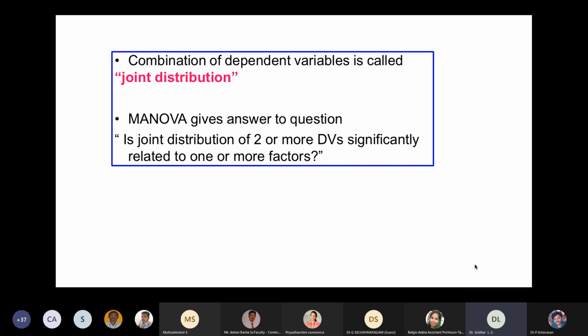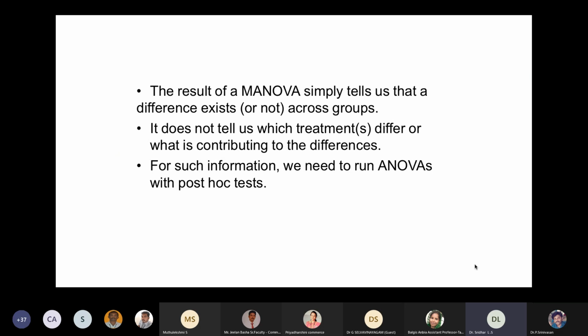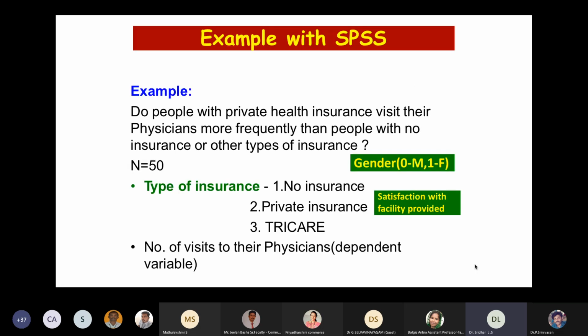MANOVA gives a joint distribution: whether two or more dependent variables are significantly related to one or more factors. That is what MANOVA is used for here. MANOVA simply tells that the difference exists across the groups. For such information, as with ANOVA, we generally do a post-hoc test, like when we propose a hypothesis and are not able to find out why something is lacking. We can also do this with the help of the MANOVA test.